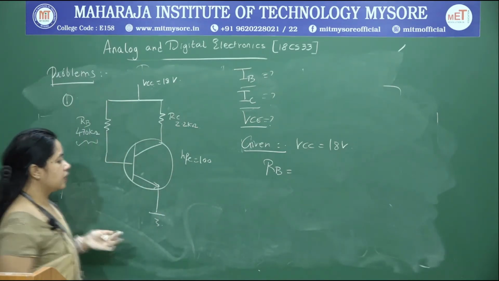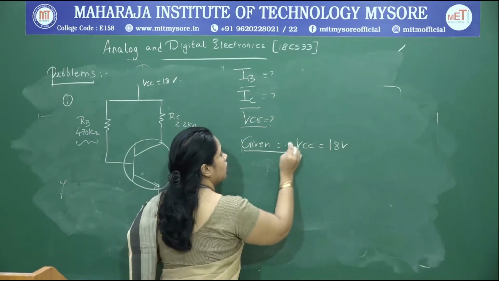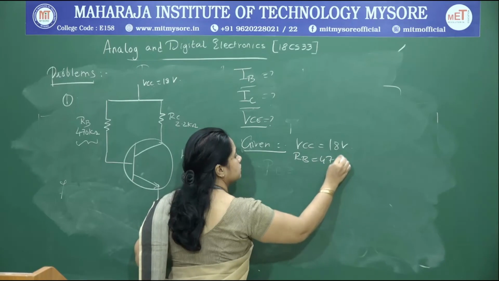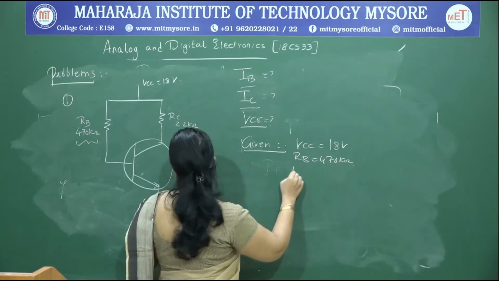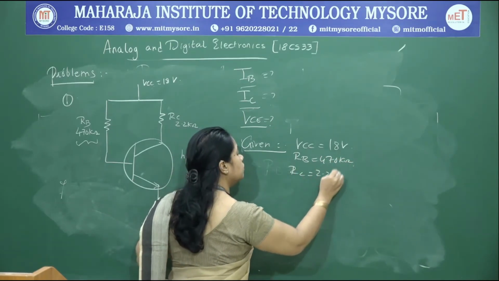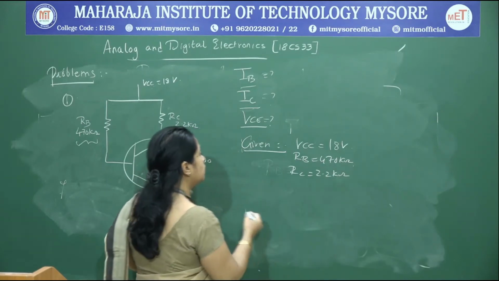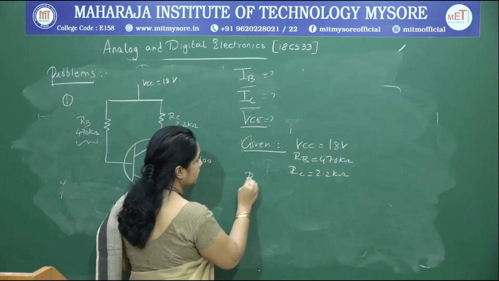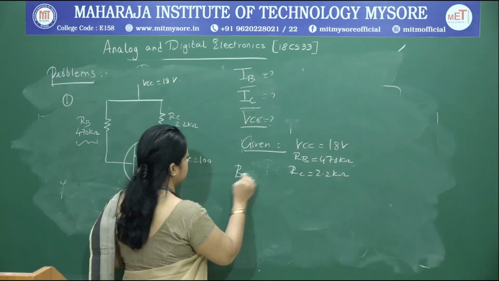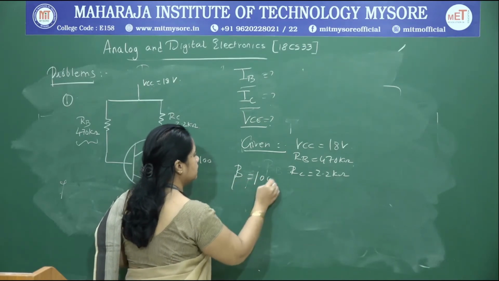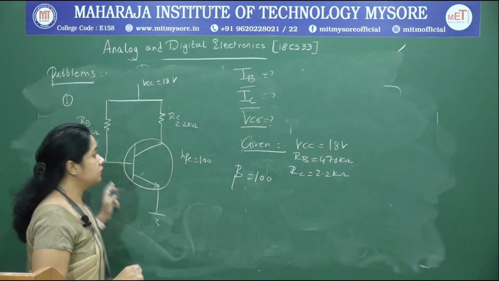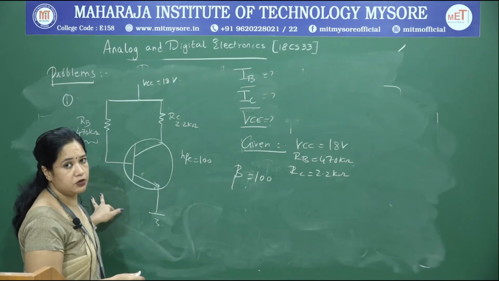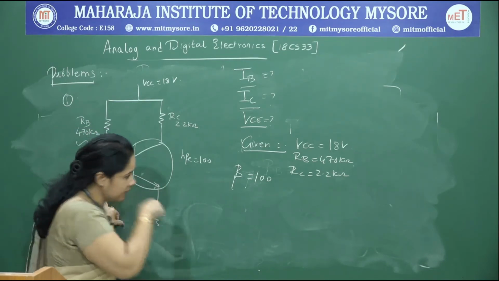Now, RB is given as 470 kilo ohms, and you are given RC equal to 2.2 kilo ohms. You are also given HFE. HFE is nothing but current gain, which is beta, is 100. Now I need to determine IB, IC and VCE. So how do you determine IB? Applying KVL to base junction, I get an expression for IB.